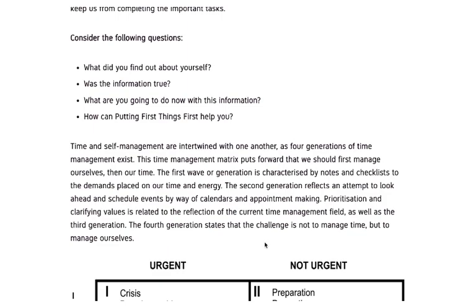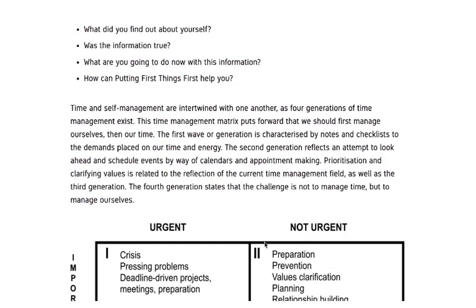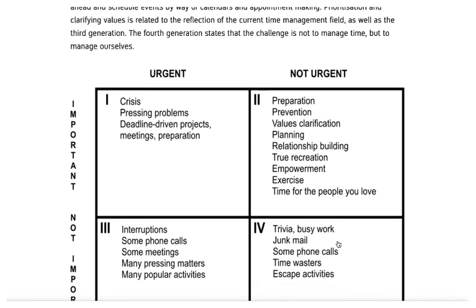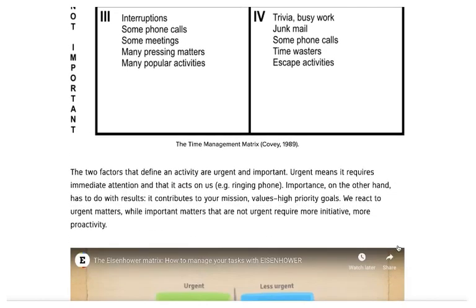Time and self-management are intertwined with one another, as 4 generations of time management exist. These are the 4 quadrants. This time management matrix puts forward that we should first manage ourselves, then we manage our time. The first wave of generation is characterized by notes and checklists to the demands placed on our time and energy. The second reflects an attempt to look ahead and schedule events by way of calendars and appointment making. Prioritization and clarifying values is related to the reflection of the current time management field, as well as the 3rd generation. The 4th generation states that the challenge is not to manage time, but to manage ourselves.